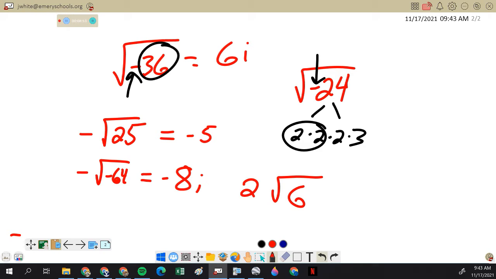So i's always come after numbers, after variables, but before square roots. So if I had 6x square root of 3z, and I needed an i, it would go right here. Behind the numbers, behind the variables, but before the square root. So in this case, we put the i right there. Okay? All right, next step.